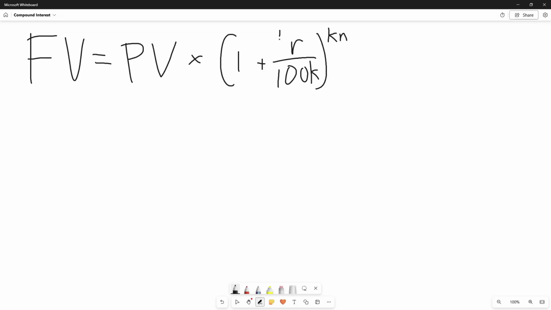So that means R would be 10 over 100 times K, and K is how many compounding periods you have per year. So if it's just compounding annually, that means K is 1, but if you're compounding quarterly, which means 4 times a year, then K would be 4. And then you should put both K's as 4. And N is just the number of years.